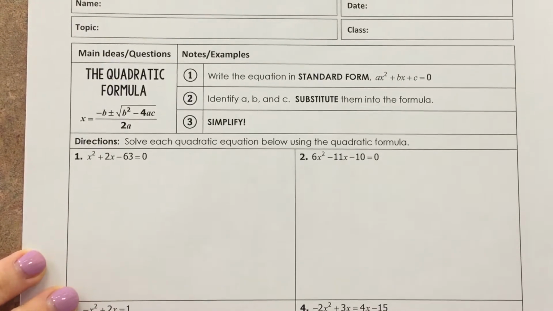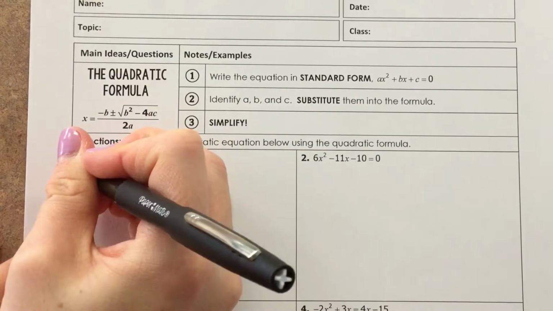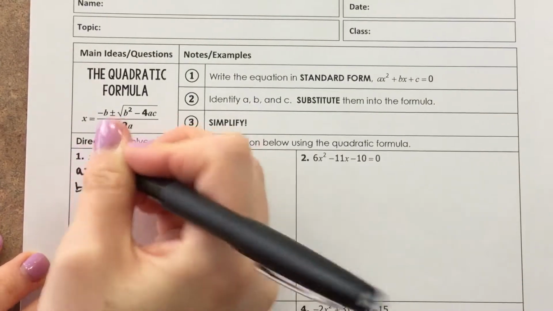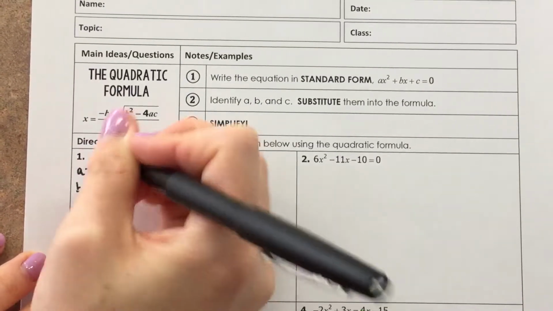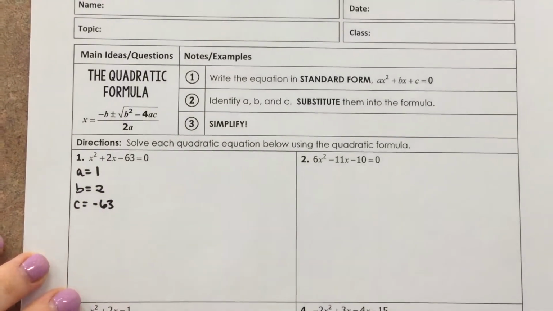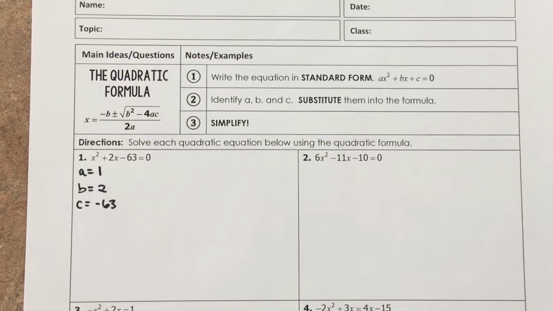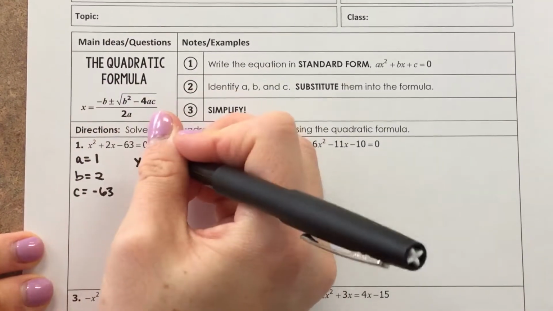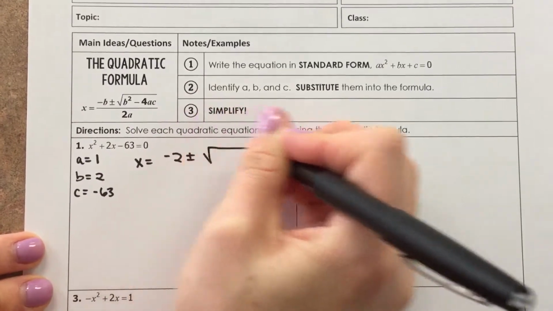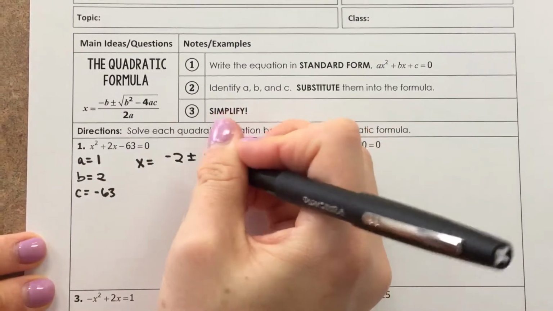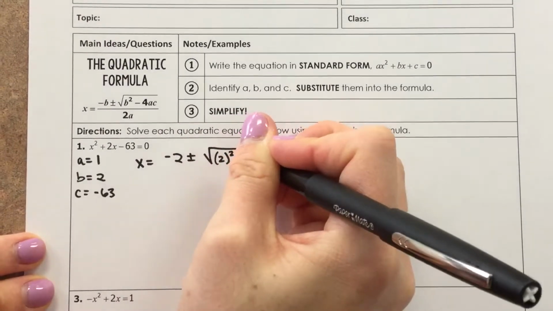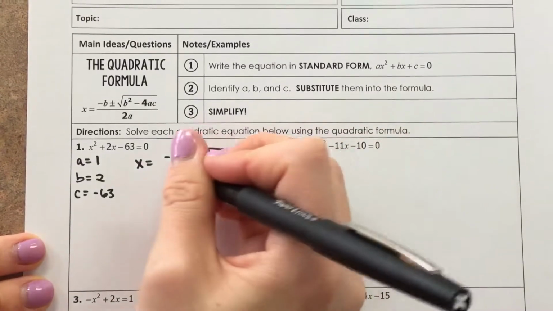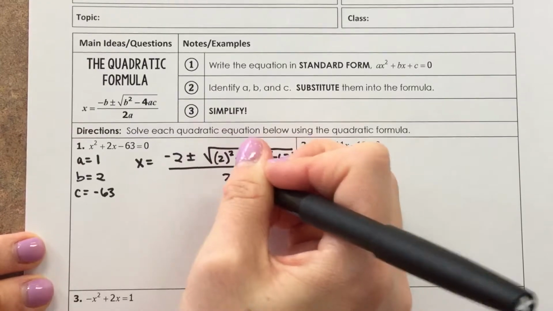Number 2, identify A, B, and C and then sub them into the formula. So A is whatever is attached to the x squared, so technically a 1 here. B is whatever is attached to the x, that's a 2. C is the plain old constant, which is a negative 63. Make sure you're keeping the signs, whether they're positive or negative, because that could change your formula. So sub into the formula, we've got x equals negative b, so that's a negative 2, plus or minus big square root, b squared, so that means we take the 2 and square it, minus 4 times a, which is 1, and then times c, which is a negative 63. All of that over 2a, so 2 times 1.